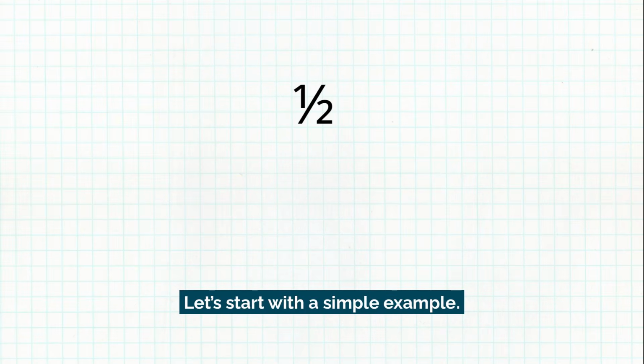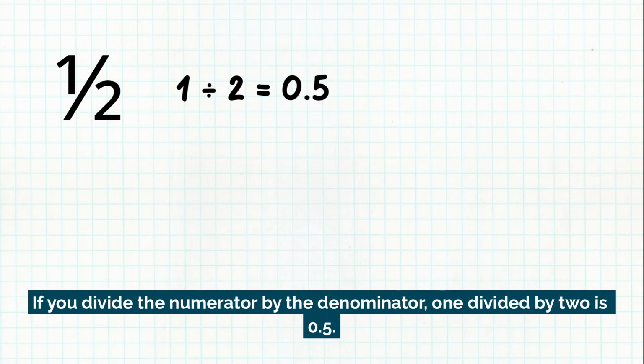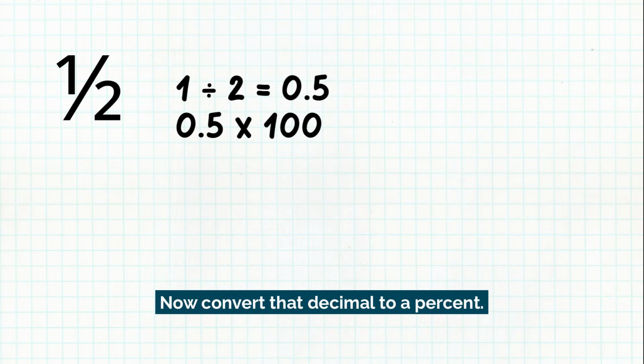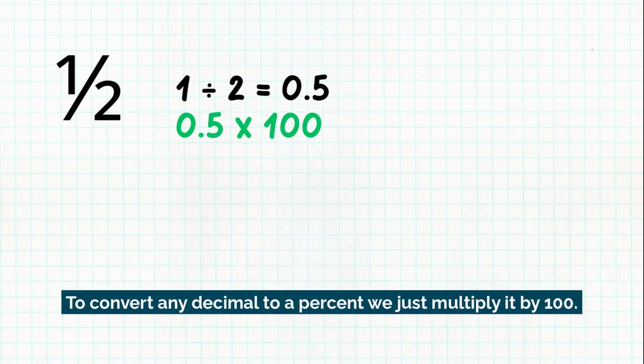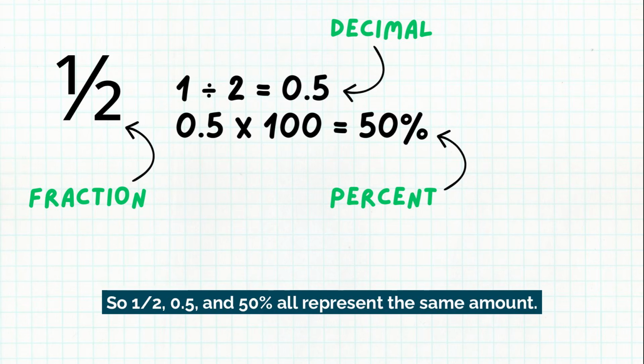Let's start with a simple example. The fraction 1/2. If you divide the numerator by the denominator, 1 divided by 2 is 0.5. That gives the decimal form. Now convert that decimal to a percent. To convert any decimal to a percent, we just multiply it by 100. 0.5 times 100 is 50. So 1/2, 0.5, and 50% all represent the same amount.